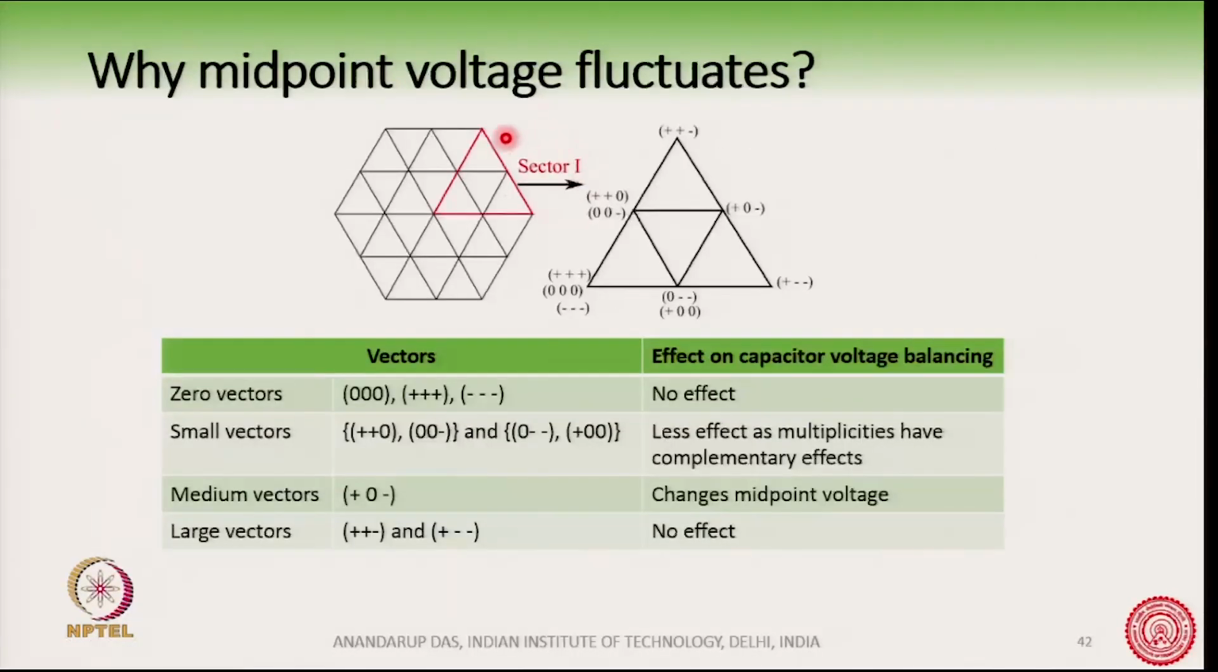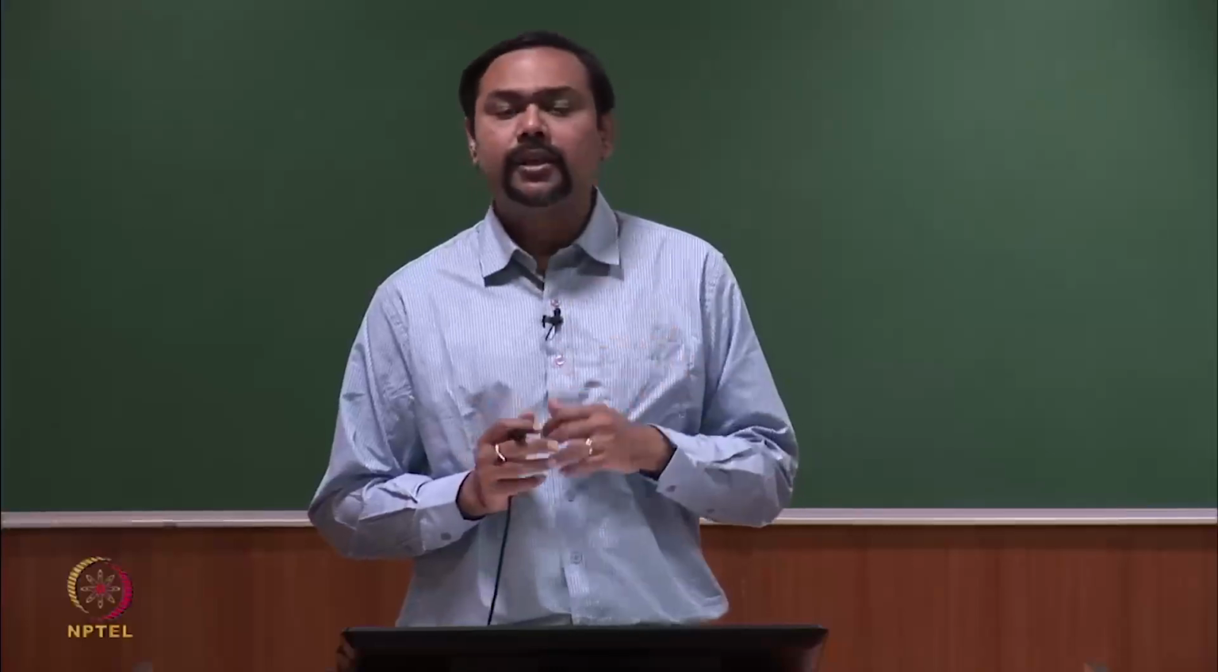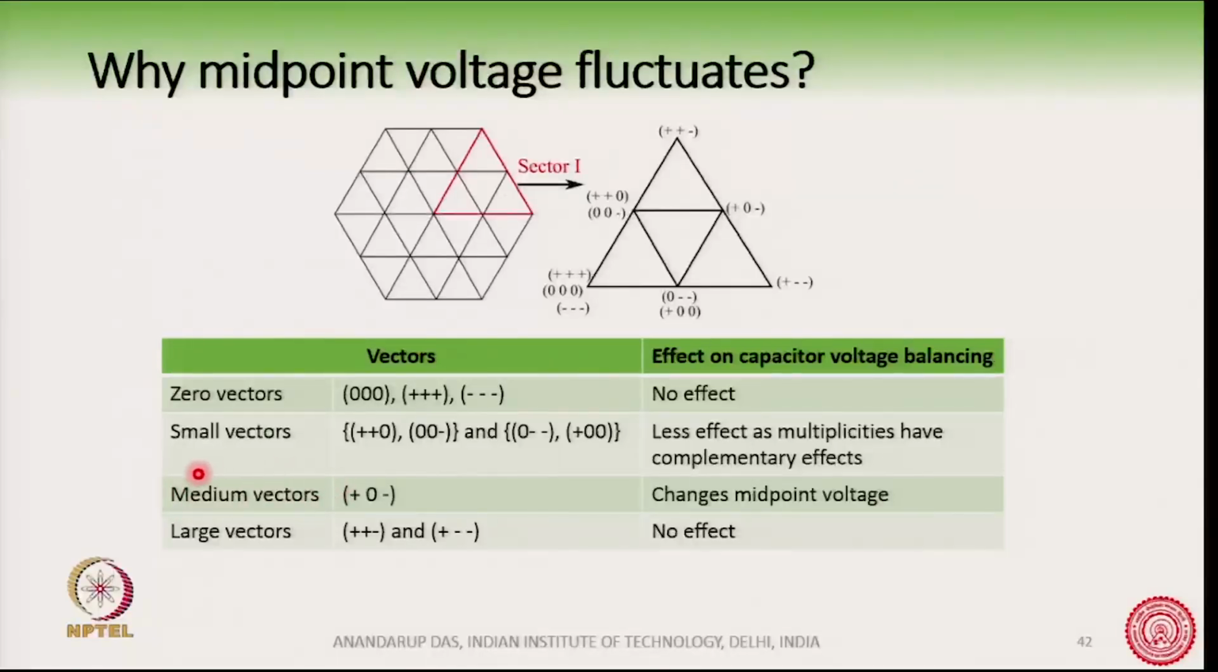So, summarizing what happens in sector 1, the 0 vectors will have no effect on the midpoint voltage. The small vectors will have some effect, but the good thing is these small vectors have multiplicities, which we can cleverly use for equal duration, and then it is possible to compensate the fluctuation in the midpoint voltage. The problematic one is the medium vector, because it changes the midpoint voltage, but it has no multiplicity. So, the midpoint voltage must be compensated by some other means which we will see, and large vectors have no effect on the midpoint voltage.